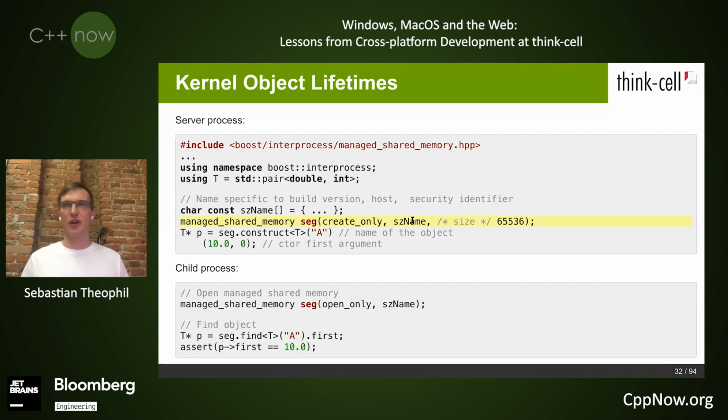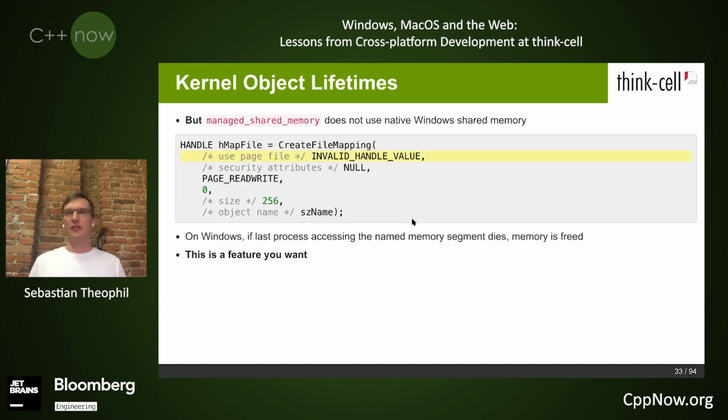That's especially surprising if you're coming from Windows, because on Windows, that would mean that this Boost implementation does not actually use the Windows shared memory implementation. Because native Windows shared memory looks a bit like this. You can, on Windows, create an anonymous file mapping. It's a file mapping that is backed by the page file.